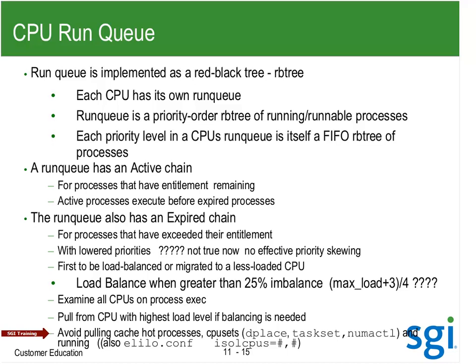We will not pull cache hot processes. There is a field in the task table that says how hot we are to the cache. And we will not touch CPU set, dplace affinity, taskset, or numactl that have affinity. And also, in the real-time market, we can turn off the load balancer with isolcpus. We also have in the real-time market SGI Shield that blocks the major and minor clock tick scheduler clock ticks. And that's called SGI Shield, part of REACT.